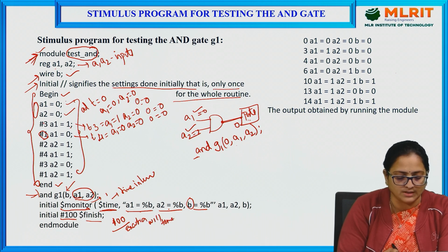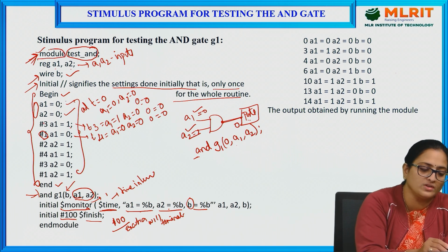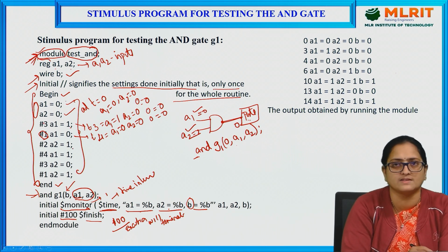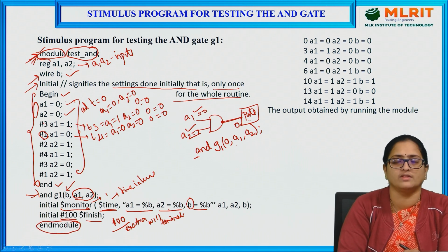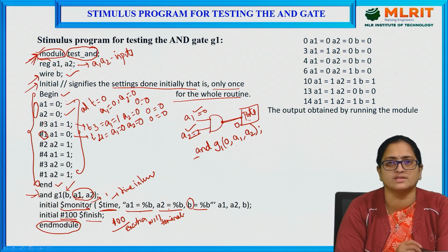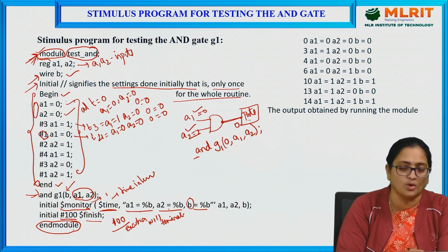Next, initial #100 $finish, that is at the 100th time interval your simulation or execution will terminate completely. And this module is a keyword which says the starting of the code, and at the ending of the code is given with the keyword called endmodule, which shows that the code has been stopped. The simulation of this code has been stopped. So it defines the endmodule.